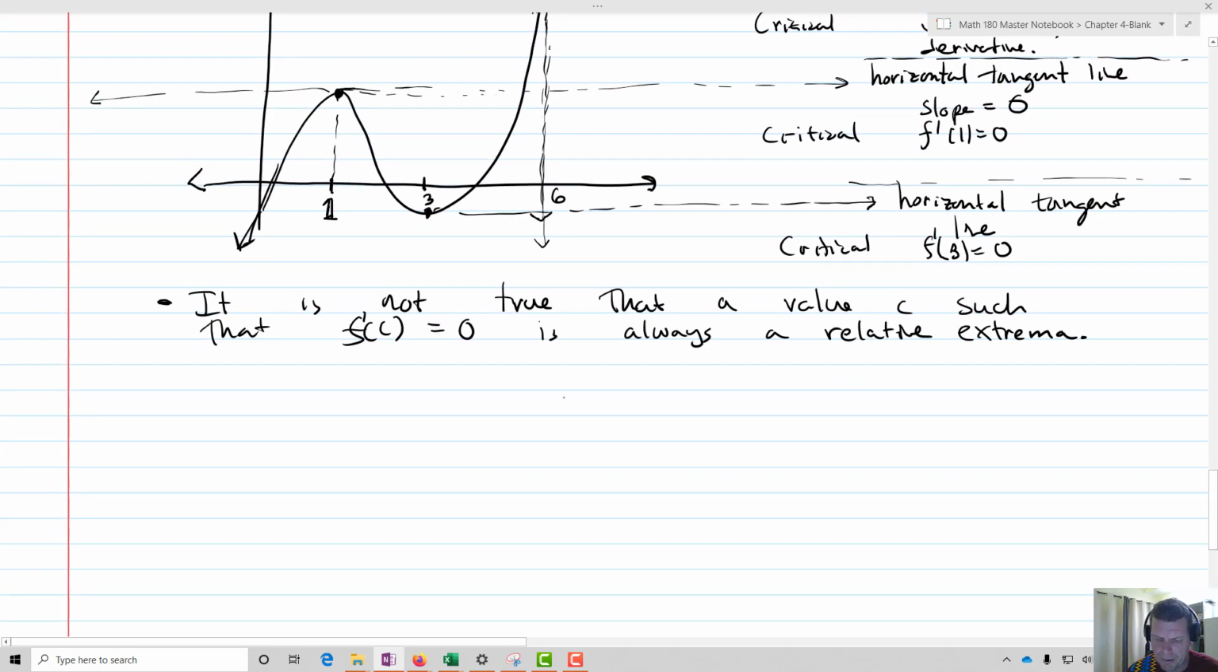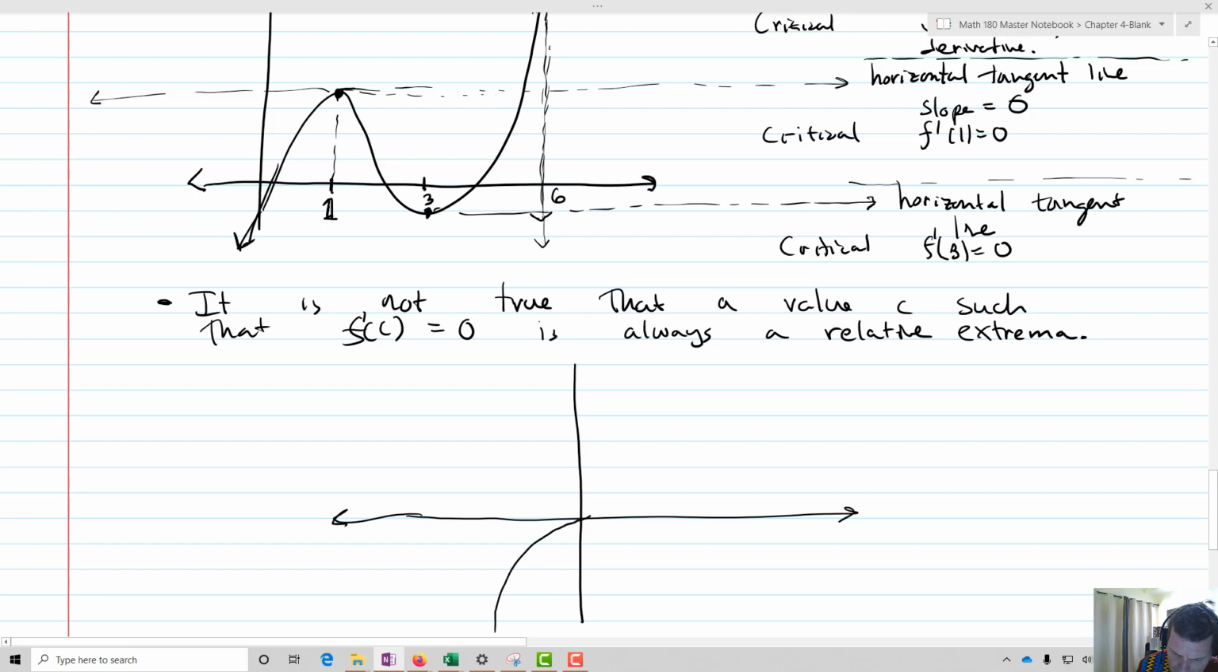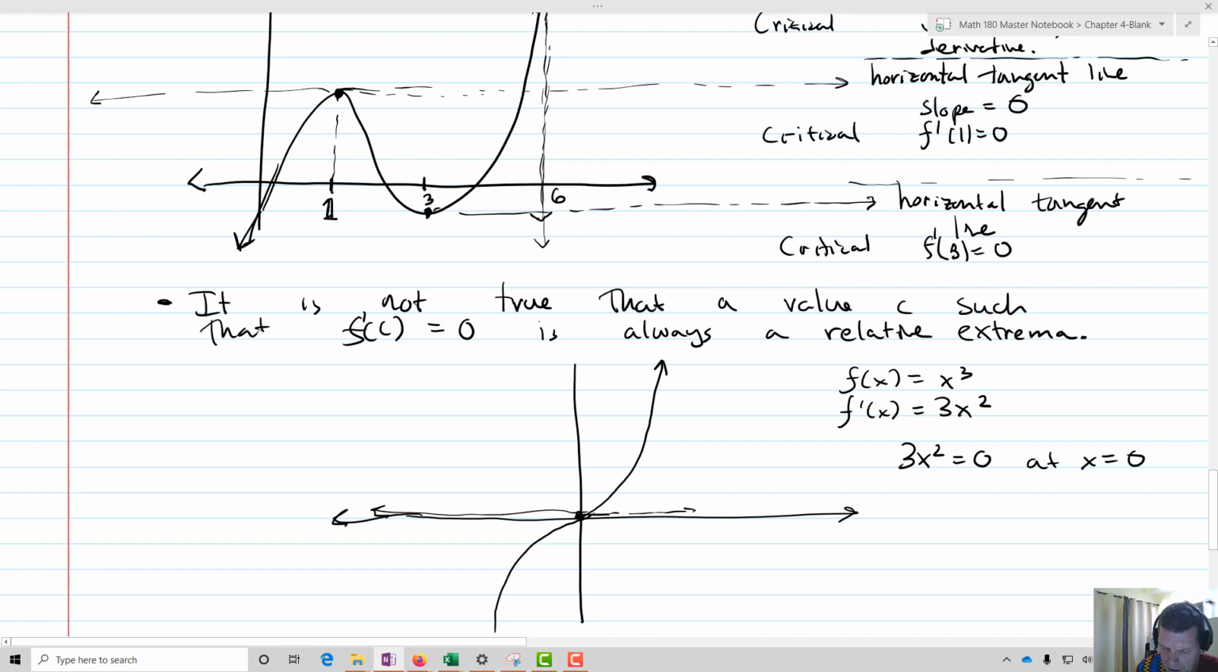We'll use x cubed as our example. Here's what x cubed looks like. If f of x equals x cubed, then f prime of x is going to equal 3x squared. So 3x squared equals 0 at x equal to 0, so it actually does end up having a horizontal tangent line there. Our problem, though, is that x equals 0, or in this case f of 0 equal to 0, is not a relative extrema.